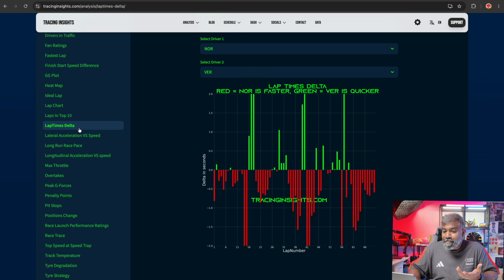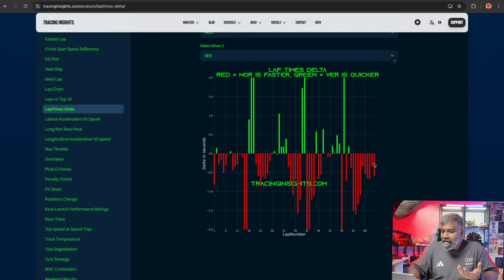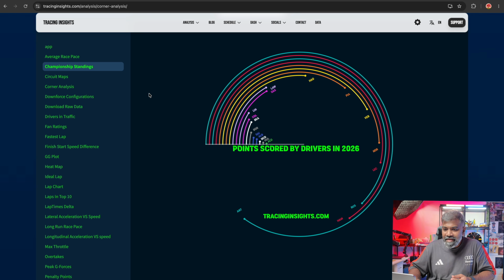You can also check out the lap times delta dashboard where you can select 2 drivers and see how they did head to head. During the race, Norris had the better lap time through most of the race, whereas Verstappen seemed to have had 1 or 2 laps where he did much better, and this could be right after pit stops before Norris. Some of these dashboards are visually very creative.